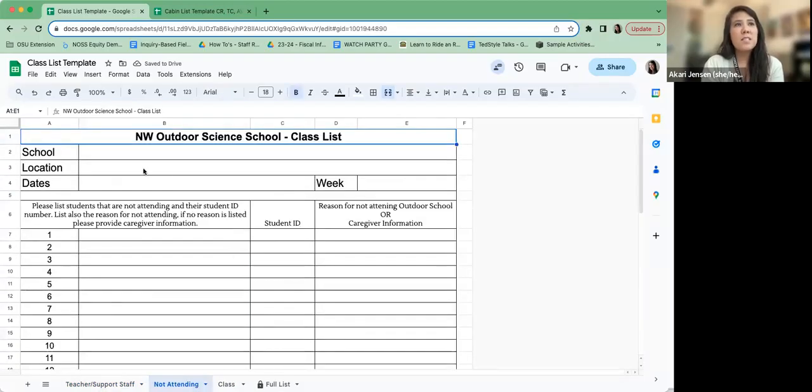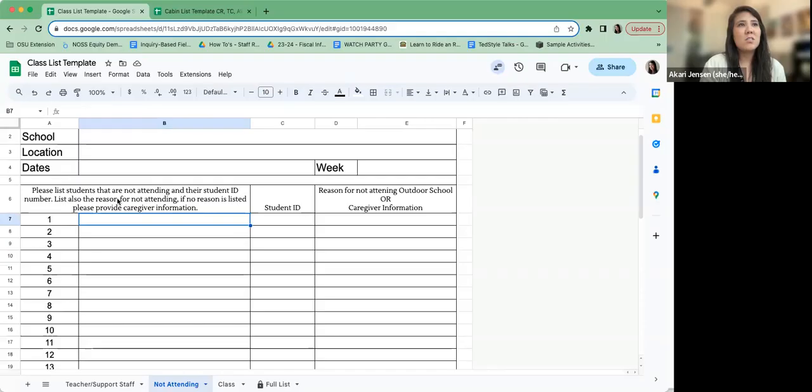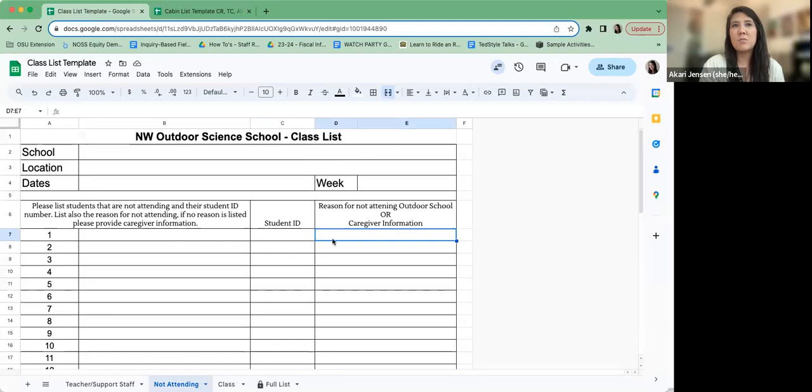The next part of this is the students that are not attending. This is really helpful for us because it's going to help us track the non-attendance rate of your classes, and it's just something that we look for. If we see the student on the not attending list and then we also see them on the class list, we know to ask if the student is undecided or something like that. So this gives you the chance to list the students that are not attending, their student ID number, and the reason for not attending outdoor school, or their caregiver information.